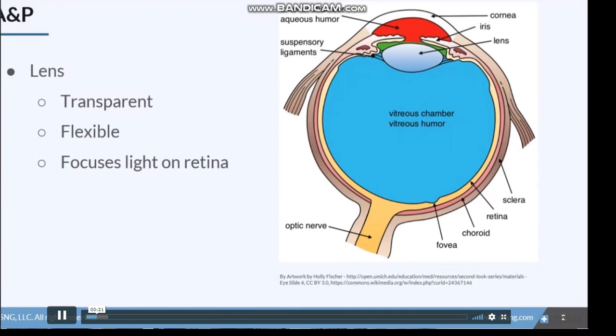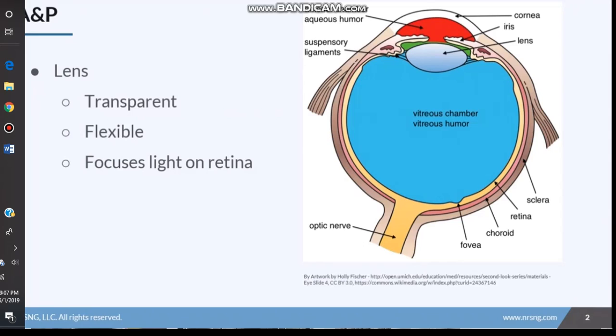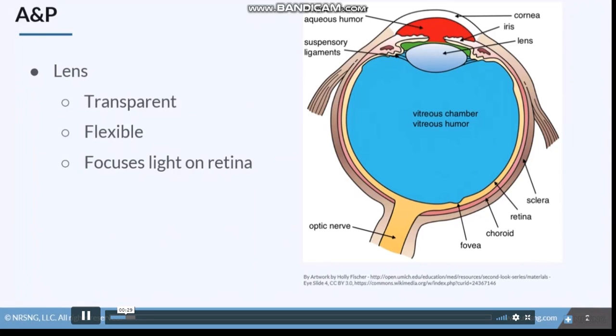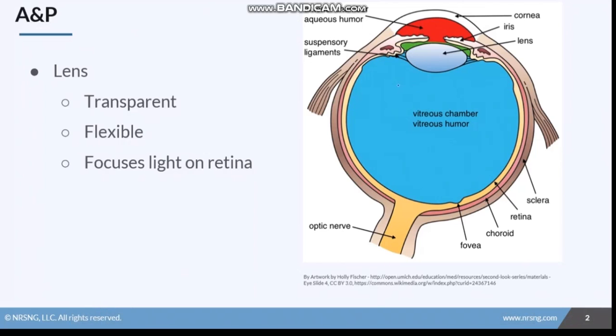Okay, guys, so before going a little bit deeper, I just wanted to review the lens and its function so we have a really good foundation to build upon. When we're looking at this picture right here, you can see the lens. That's right here. The lens in a normal eye should be transparent and flexible. It's super important because it helps bend the light rays and helps them focus correctly on the retina.